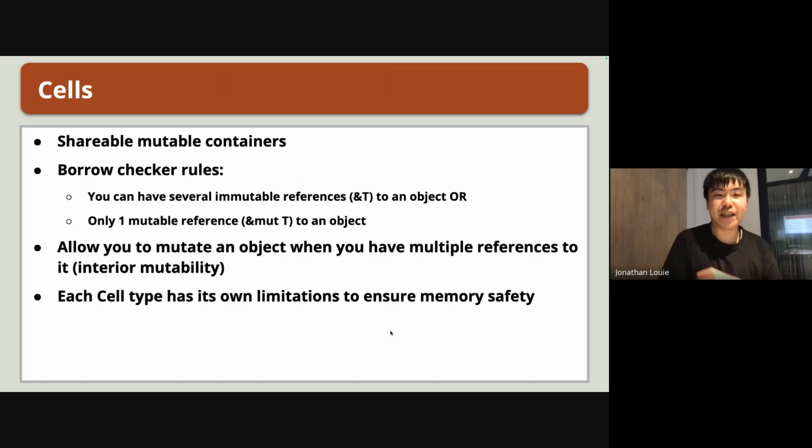Yeah, as I was saying, cells allow you to mutate objects behind multiple pointers, or sorry, multiple references. But it's not the Wild West. You're not allowed to just mutate things freely. It's not as dangerous as that. Each cell type that Rust provides has its own limitations, and those will help you ensure memory safety while still giving you sort of a controlled way of mutating the object behind the pointer.